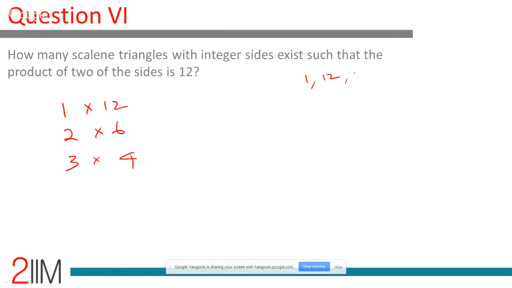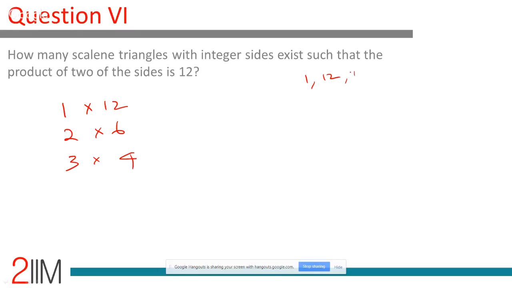Now 1, 12, and a third side: 1, 12, 1, 1, 12, 2, 1, 12, 3, and so on. They're all not possible triangles. The sum of two sides has got to be greater than the third. So 1, 12, 7: 1 plus 7 is 8, less than 12. It's not even a possible triangle. So 1 plus 12 should be greater than the third side, and the sum of the two smaller sides should be greater than 12.